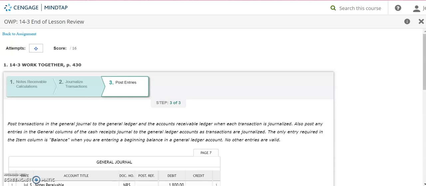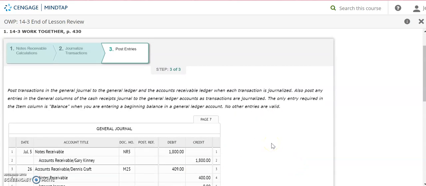Okay, so we are doing step 3 then of the 14.3 work together. It says post transactions in the general journal to the general ledger and the accounts receivable ledger when each transaction is journalized. Also post any entries in the general columns of the cash receipts journal to the general ledger accounts as transactions are journalized. The only entry required in the item column is balance when you are entering a beginning balance in a general ledger account. No other entries are valid.